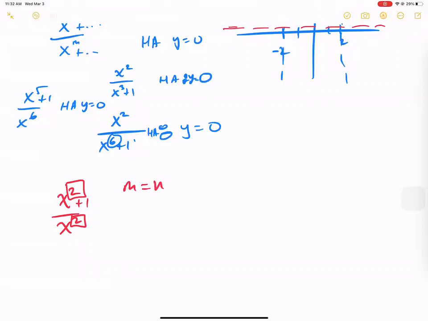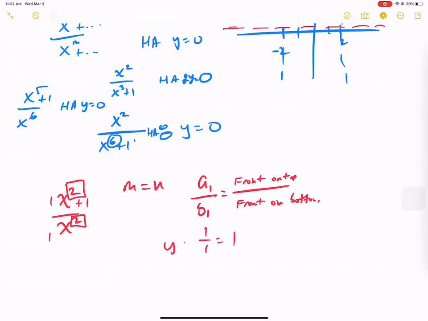What if they had the same power, the same strength, you could say? Then we had our rule, we said it was going to be a1 divided by b1, meaning it's going to be the front on top and the front on bottom, and we just divide those numbers. In this example here, it's going to be 1 and 1. That's going to be 1 over 1 is 1. And that's my horizontal asymptote.